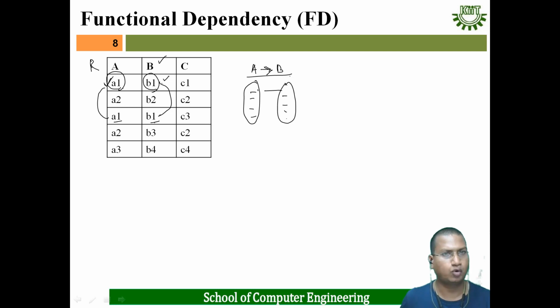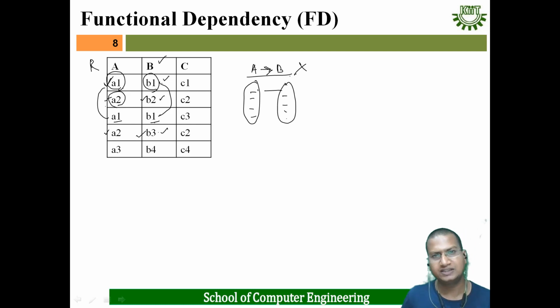Then for A2, we have to check all tuples. For A2, one value is B2. Then we check whether A2 appears again. Yes, A2 is present, but the value is B3 here. If B2 repeated here, we could say the functional dependency is maintained. But in this case, for a single value A2, there are multiple values in B: one is B2, another is B3. That's why A determining B is not possible in this case. We cannot say A functionally determines B here.